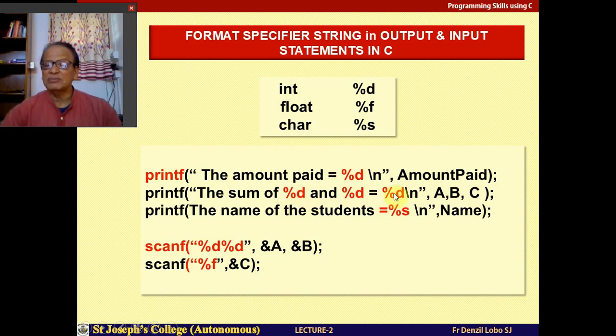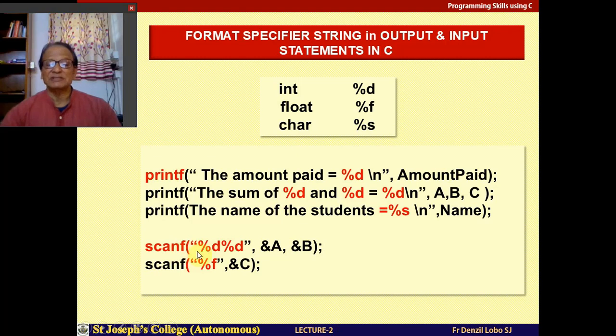If you don't give these specifiers, the values will not be displayed. Similarly, name of the student is equal to %s. So name contains that value, maybe say Sudhir or maybe Ashok. So it will appear here.